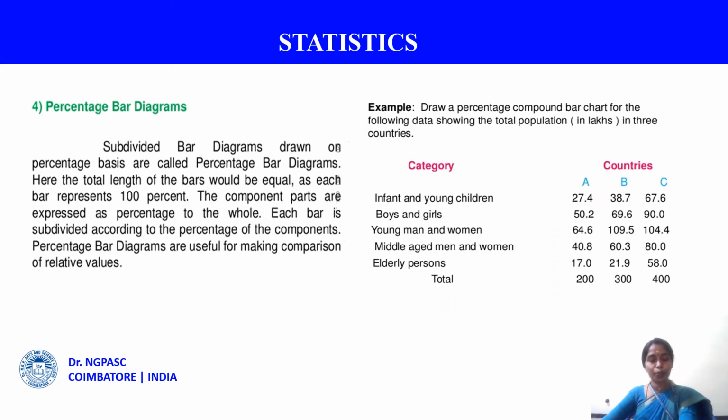Next one, percentage bar diagram. So here it is based on the percentage. The total length of the bars will be equal, such that it represents 100%. So how will you do the calculations for this? For example, the question is given as draw a percentage compound bar chart for the following data showing the total population in 3 countries. So here the different data are given, infant and young children, how many are there in 3 different countries.